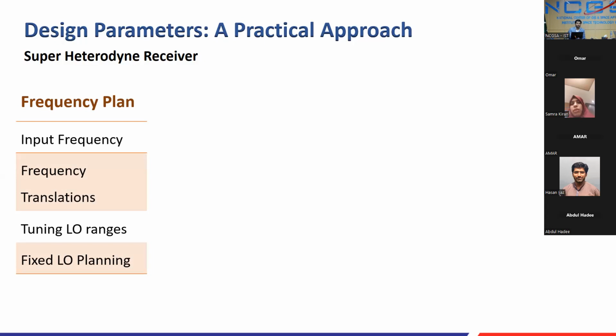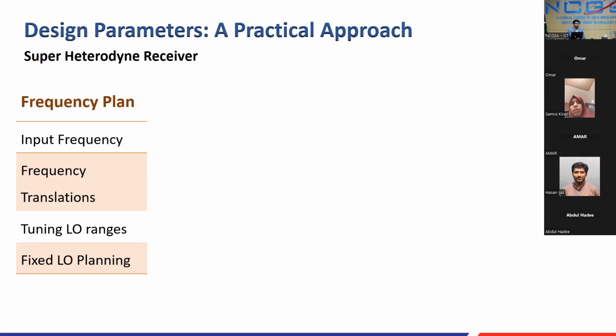What is the intended input RF frequency he is interested in? Then I will be thinking of frequency translations. Since you have two mixers, you need to frequency translate between bands. Then you have the tuning LO ranges, the tuning local oscillator. As in heterodyne, you have two mixers.